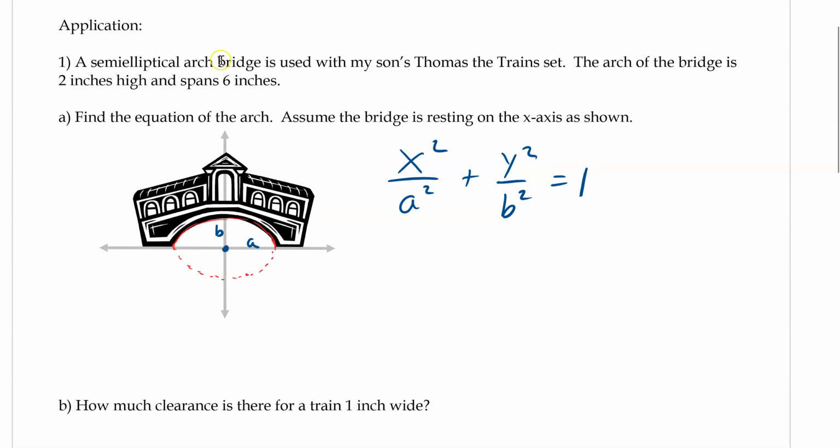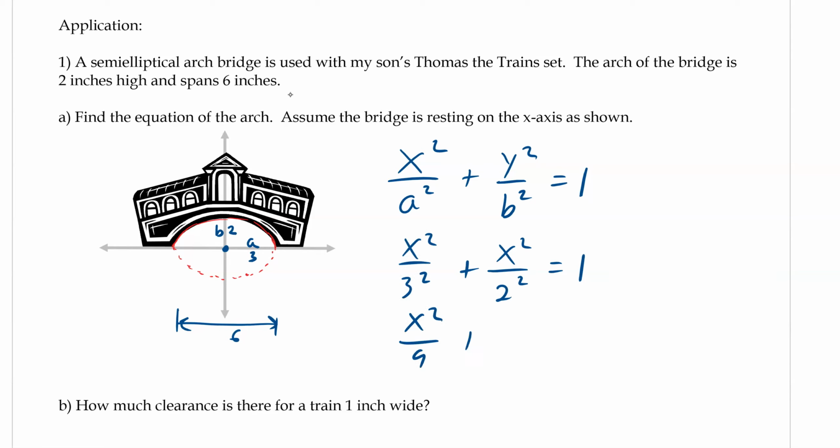So it says the arch of the bridge is 2 inches high. So that already tells us that our b is what? It's 2. So we can go y squared over 2 squared equals 1. And then that a is half of that span. And so it's a span of 6 inches. So if this is 6 inches, then a would equal 3. So this is x squared over 3 squared. So that's x squared over 9 plus y squared over 4 equals 1.